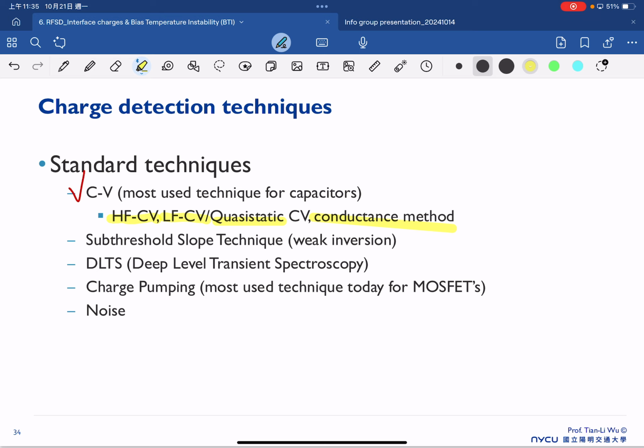Okay, so the next one is the substrate hole slope technique. This is also very popular. Mainly we estimate the substrate slope to look at the DIT. And there's a technique called DLTS. There's a technique of charge pumping. So those are all very famous techniques.